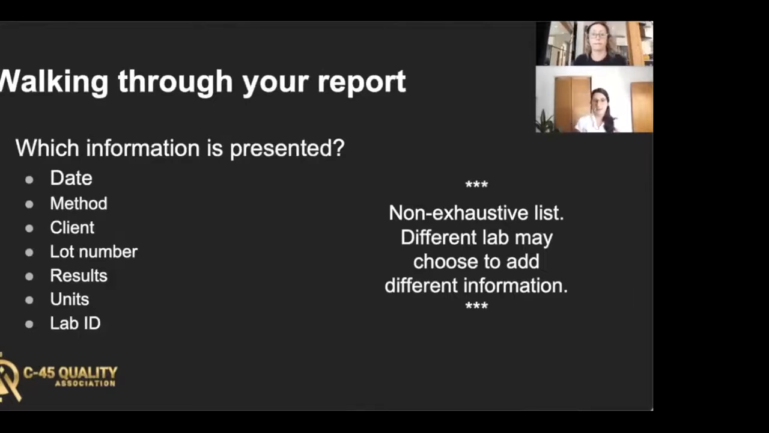Now, if we're taking a closer look at the report, there is some information that can be presented. It can change a little bit from lab to lab, but quite often you'll see the dates, the method, client, lot number, results, units, the lab ID as well. This is not an exhaustive list, but that's usually common information that you'll find.